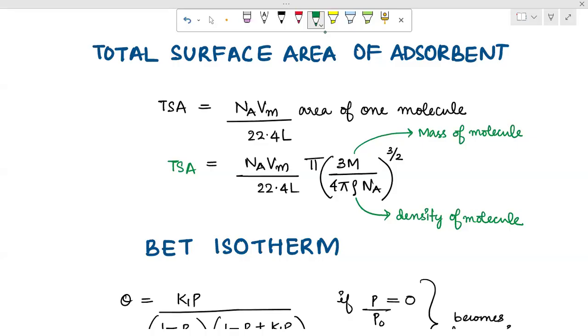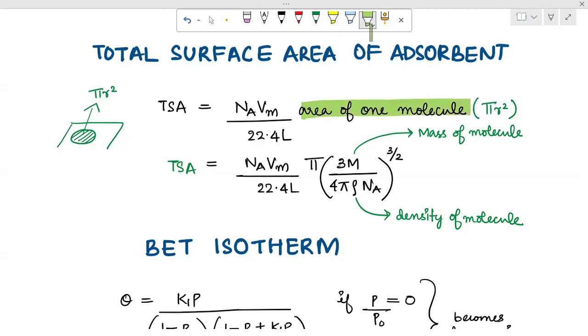So if radius is given, you know area of one molecule can be written as pi r square, because onto the surface, the area of the molecule which comes in contact with the surface is taken as circular, and this circular area is pi r square. Okay, so area of the molecule can be taken as pi r square if radius is also given. That is a total surface.